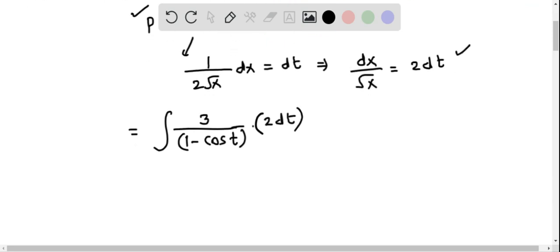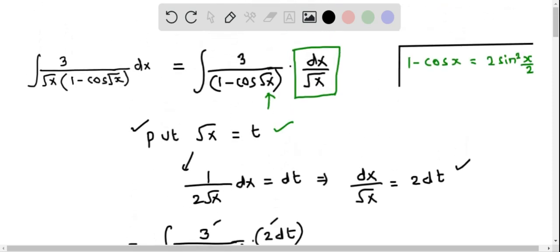Now let's simplify this. We can multiply this 3 with the 2, which gives 6. I factor the 6 out of the integral and write this as 6 times the integral of 1 over 1 minus cosine of t dt. So basically we have to integrate 1 over 1 minus cosine of t. And for this, I'm going to make a trigonometric substitution.